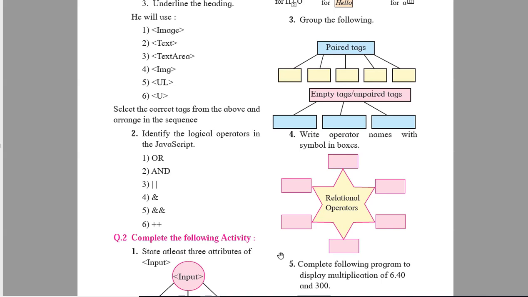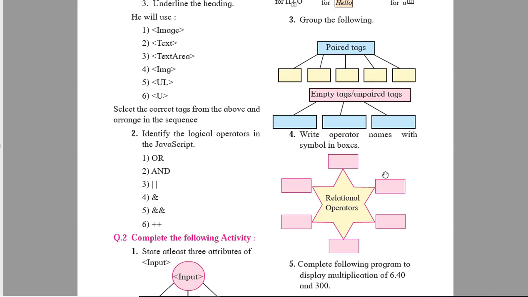Whereas empty tags are, for example, the BR tag, which is used to break the line and does not have the closing of the tag. So these are the different types of tags. You all have to write any 3 empty tags and any 3 paired tags. Okay, after that, next is write operator names with symbols in boxes.